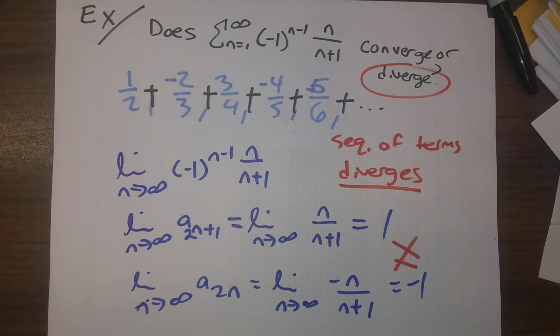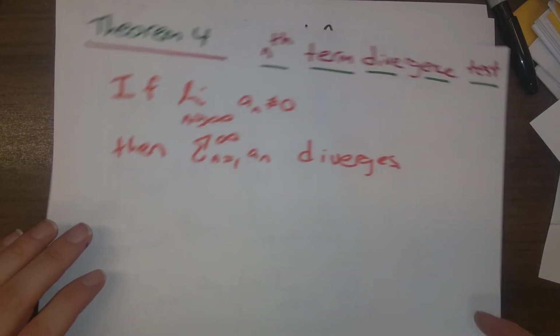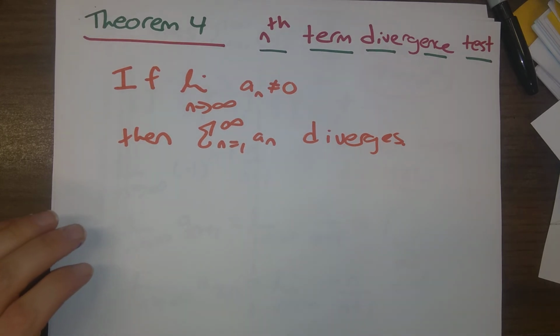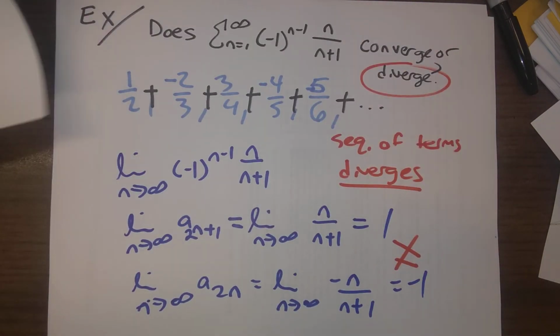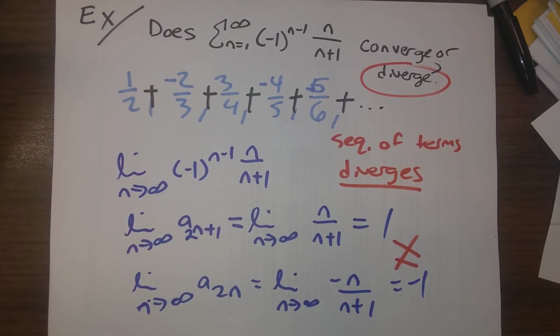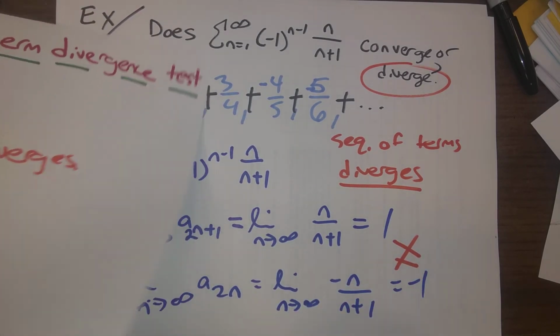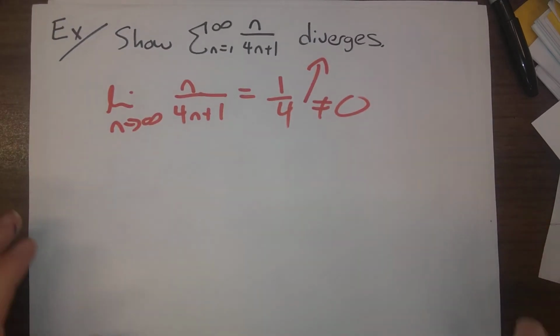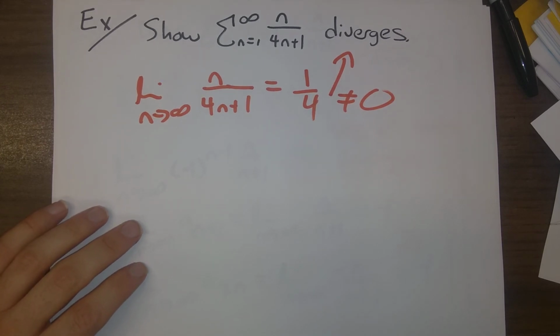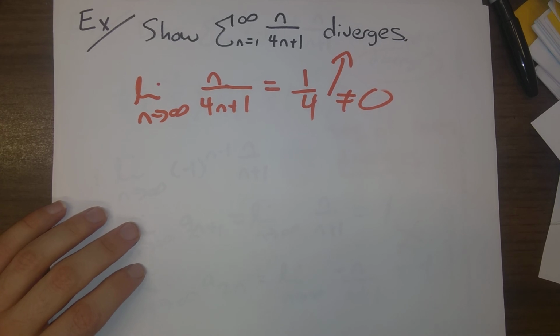So we saw two different ways in this video to apply this nth term divergence test. If the limit as n goes to infinity of a sub n is not equal to 0, then the series diverges. Well, in this case, the sequence of terms diverges, and so our series diverges. And in the other case that we did, the limit did exist for the individual terms, but it wasn't 0. And so this one diverges as well.